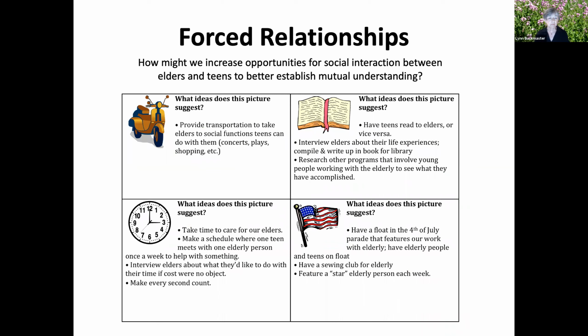So the motorcycle made them think they could provide transportation to take elders to social functions. The book: they could interview elders about their life experiences and compile and write up a book for the library. The flag: somebody thought of Betsy Ross, and they could have a sewing club for the elderly. Or the clock: make a schedule where one teen meets with one elderly person once a week to help with something.